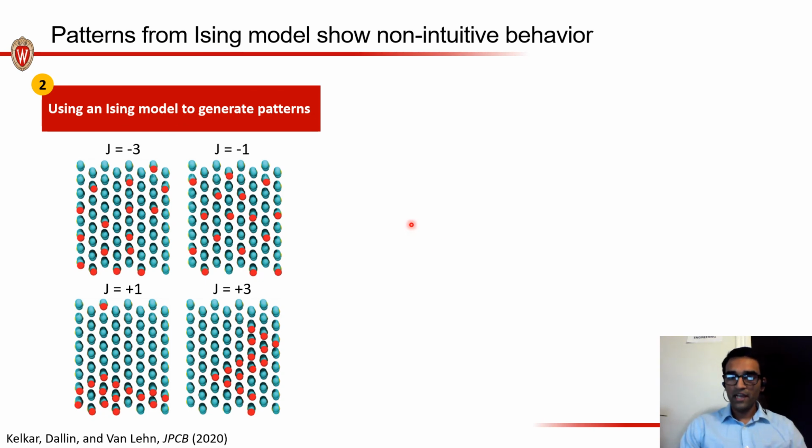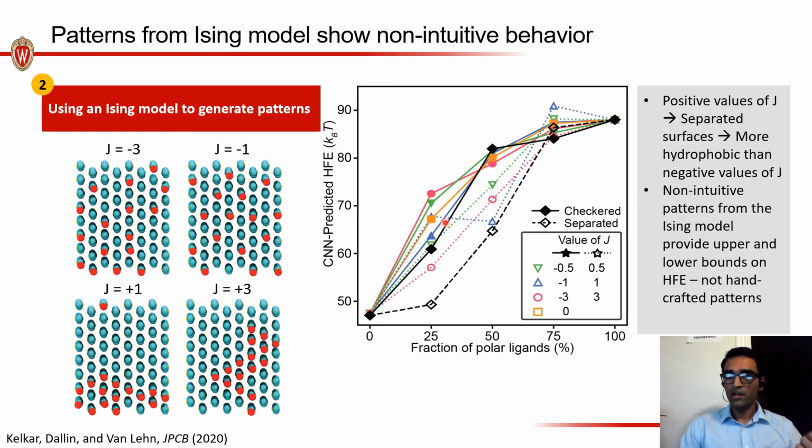And when it comes to these Ising model surfaces, what we're able to show is that again our model is able to capture the fact that your positive value Ising surfaces should be more hydrophobic than your negative value Ising surfaces. And we also find some non-intuitive behavior, where we find some surfaces that are more hydrophilic than what your handcrafted patterns would suggest, and some surfaces that are more hydrophobic than that. Which is very interesting because this is a space that we would not have been able to explore without a fast or high throughput tool.